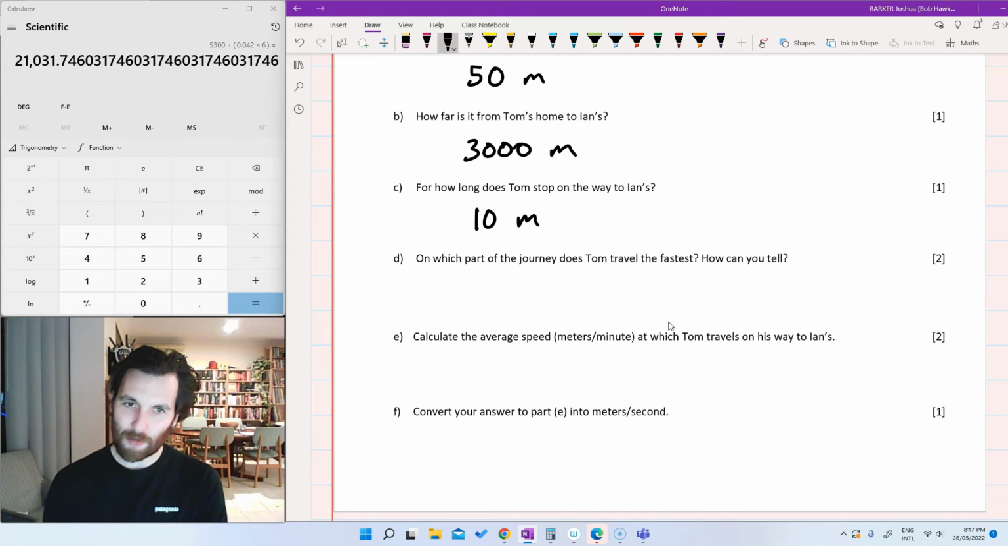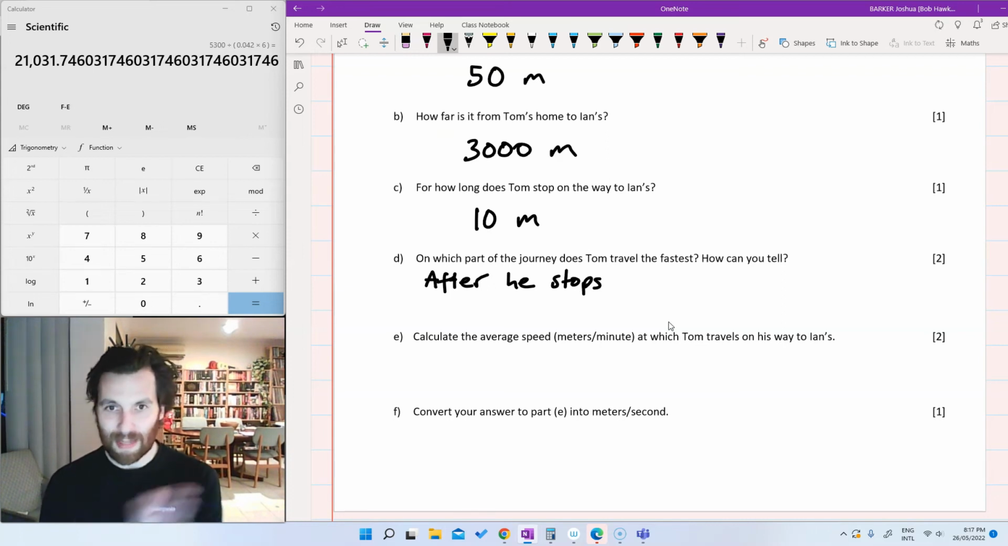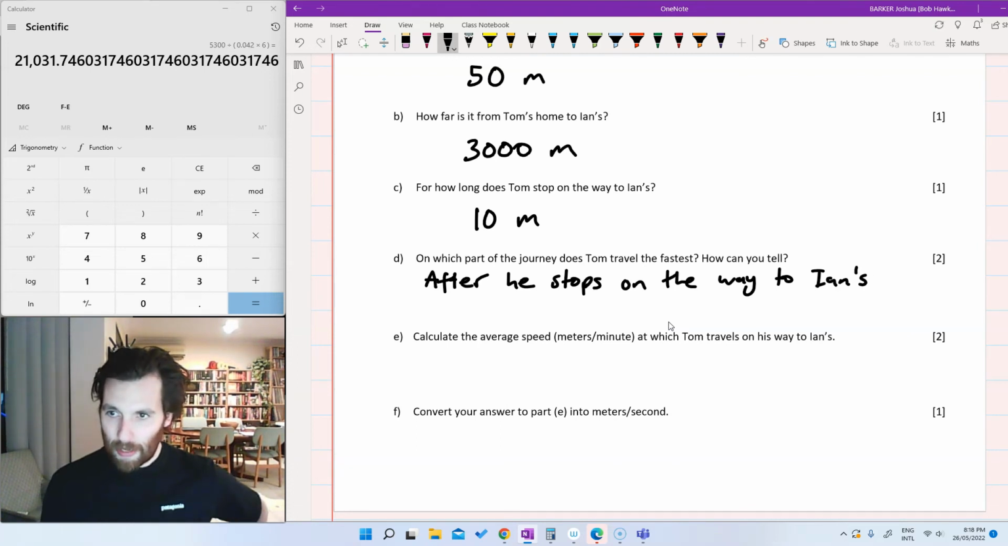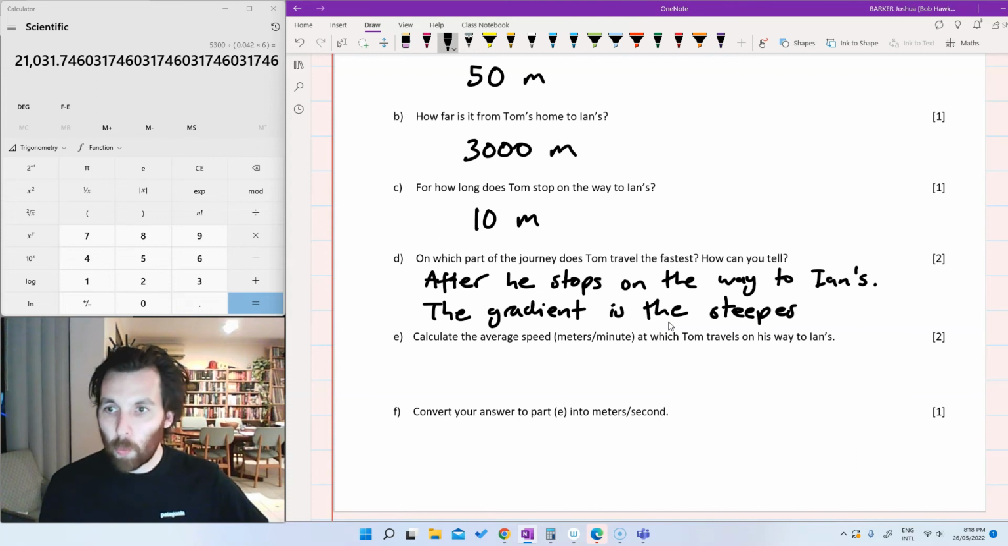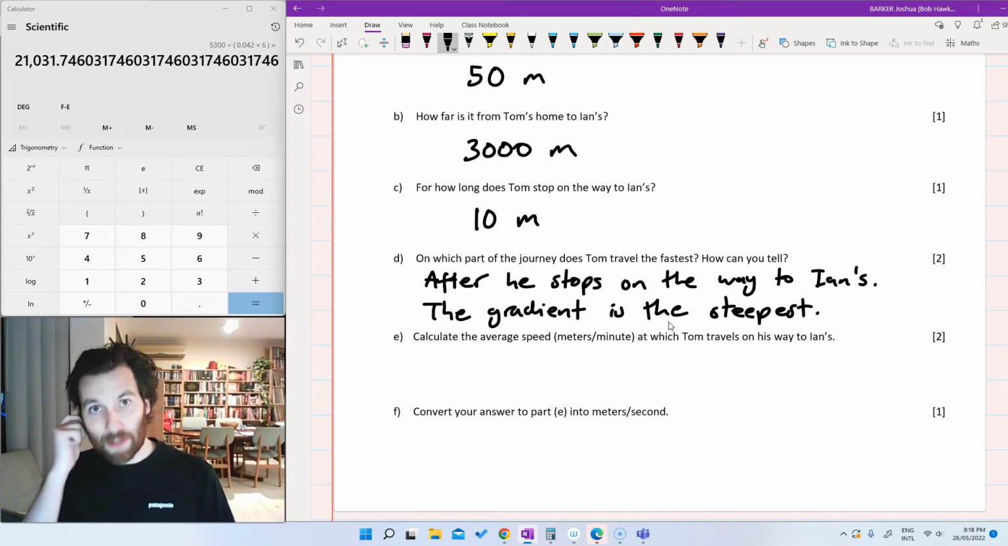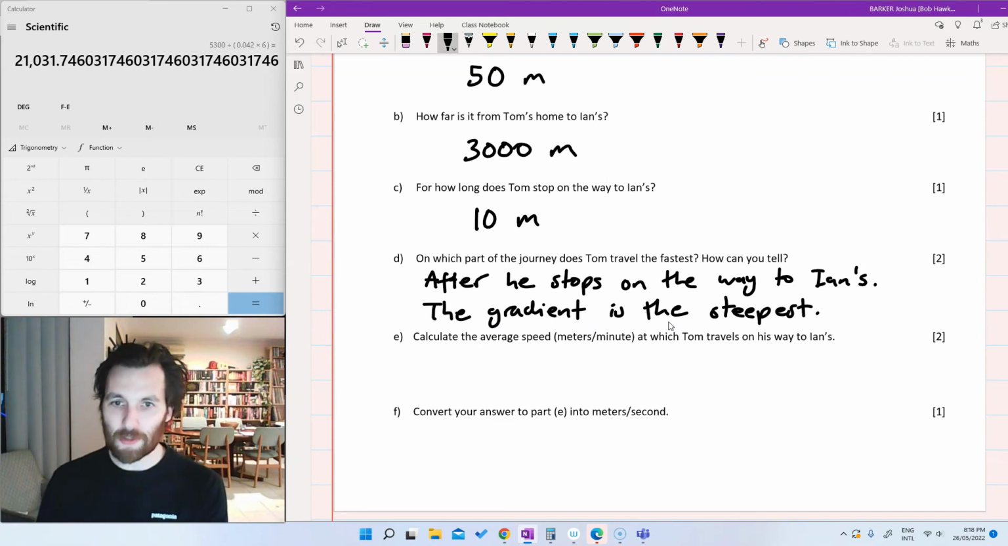So what part of the journey does he travel the fastest? After he stops, because that differentiates between the two. After he stops on the way to Ian's, so he's traveling towards Ian's house, but it's the time after he stops. You could say the gradient is steepest during this time. And again, it's not asking what the speed is. It's just asking where he is going fastest, so you don't have to do any more calculations.